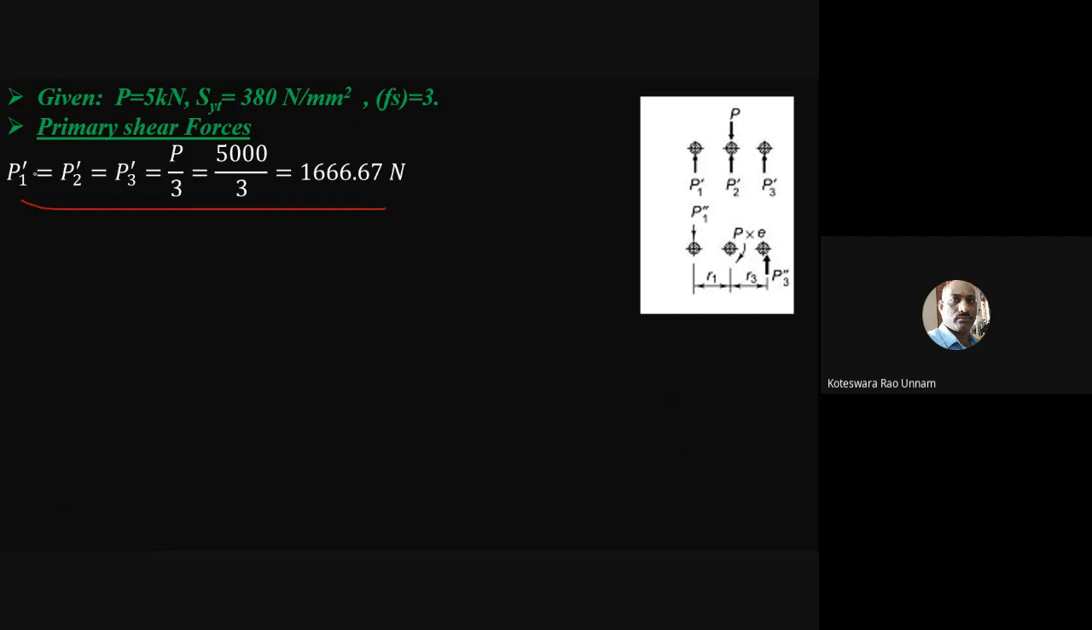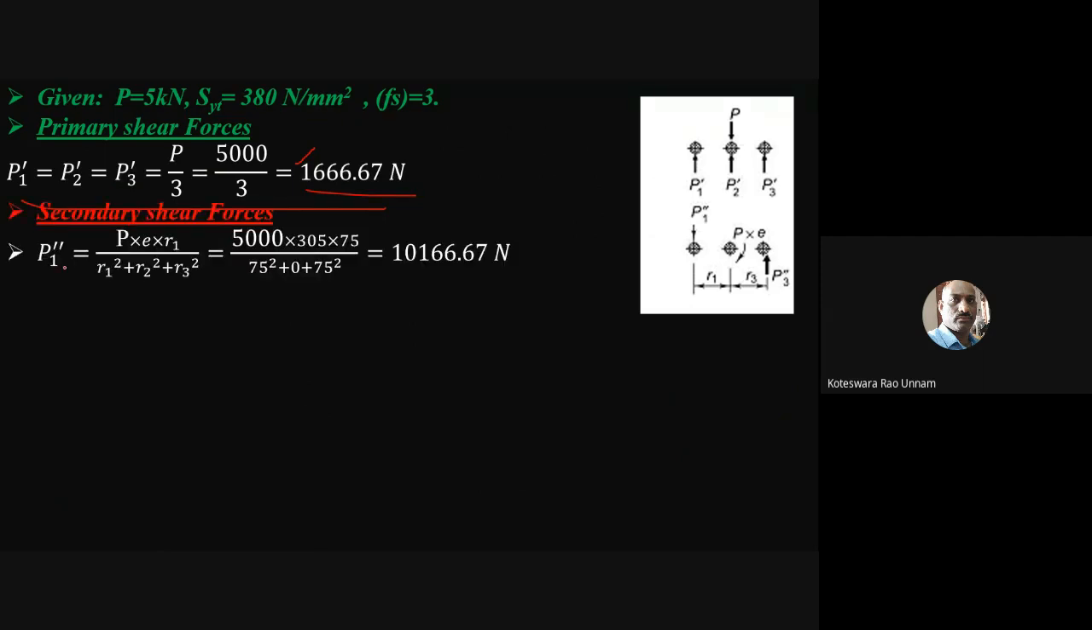The primary shear force P1', P2', P3' is equal to P by 3, which is 5 kilonewton by 3, which is 1666.67 newtons. Then the secondary shear force: these formulas are there in your data book also, so no need to remember all these things. Using this formula, you can calculate P1'', P2''. P2'' is 0.